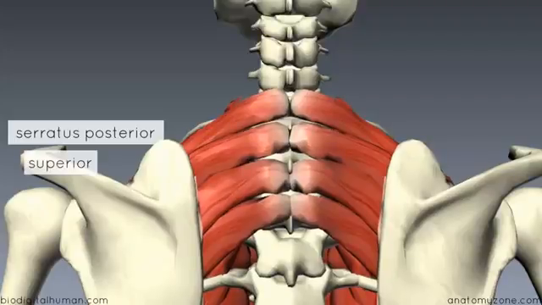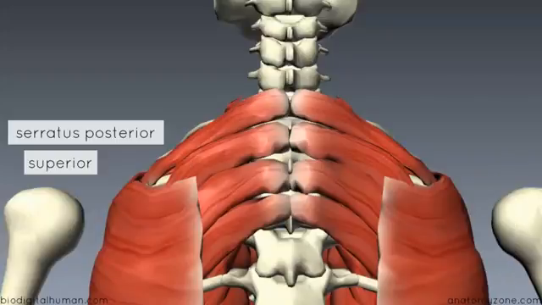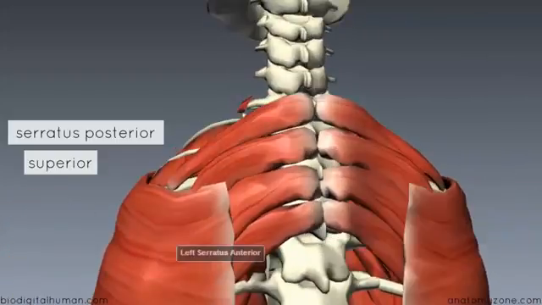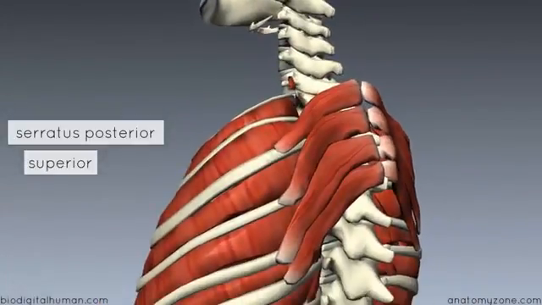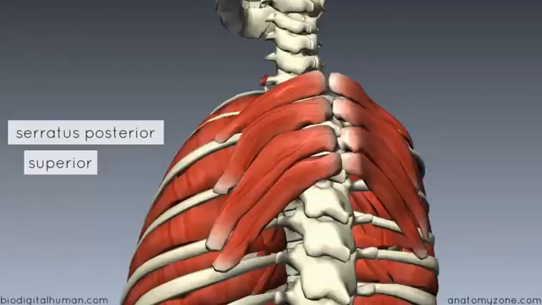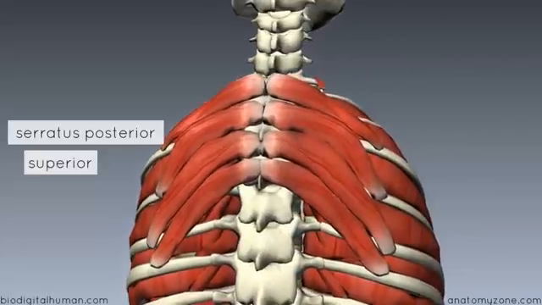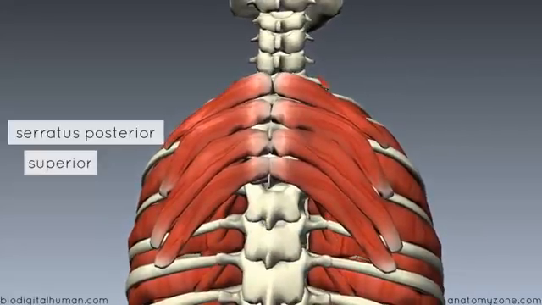second to fifth ribs. So if I just remove the scapula there and just temporarily remove the serratus anterior, you can see the insertion point of this muscle on the ribs. This muscle is innervated by the corresponding intercostal nerves. So it attaches to the second to fifth ribs, and it's innervated by the second to fifth intercostal nerves, and its function is to elevate the ribs.